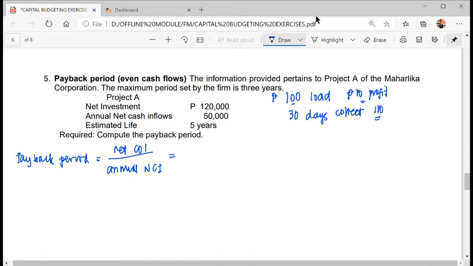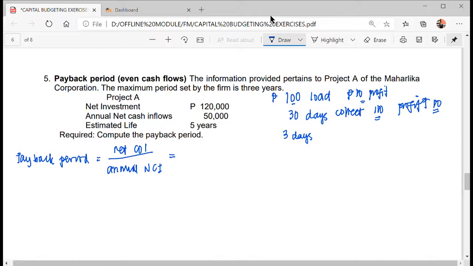So within one month, your profit is only 10 pesos, right? Whereas if your payback on your load, your collection, is within 3 days, then after 3 days you will collect 110. So after 3 days you get back your 100 investment, and your 110 can buy load worth 100 again.